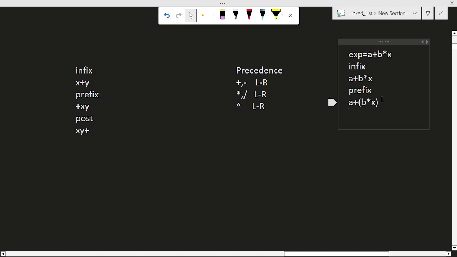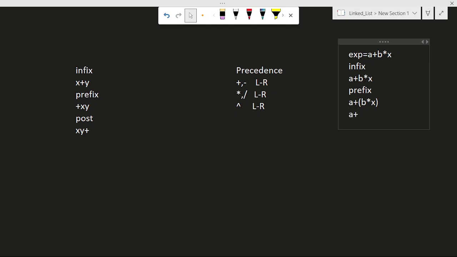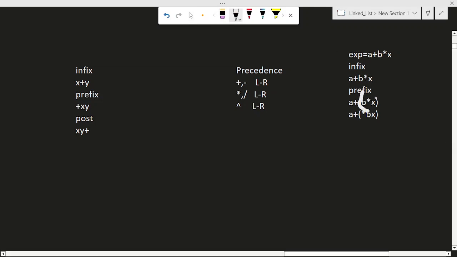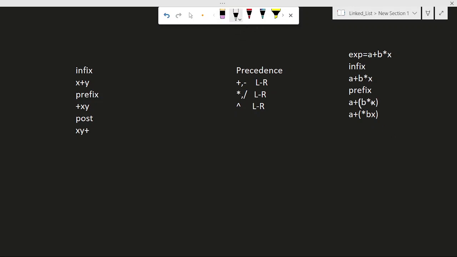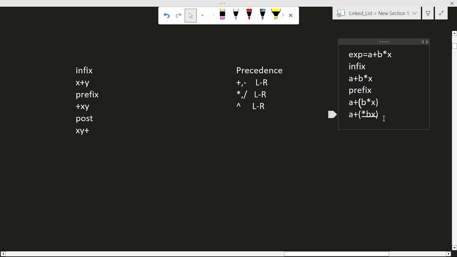You have made a bracket. Then what you need to do is make that expression a prefix. That means star bx, right? I first added the bracket, then I made it a prefix expression. Then again, what you are going to solve next is obviously the plus. This plus has to be solved.